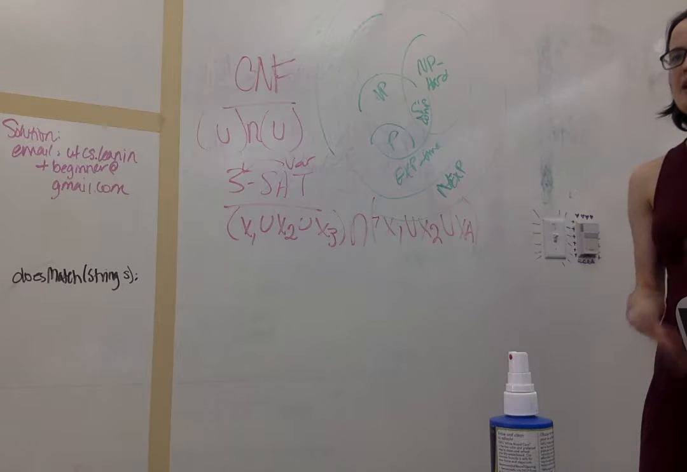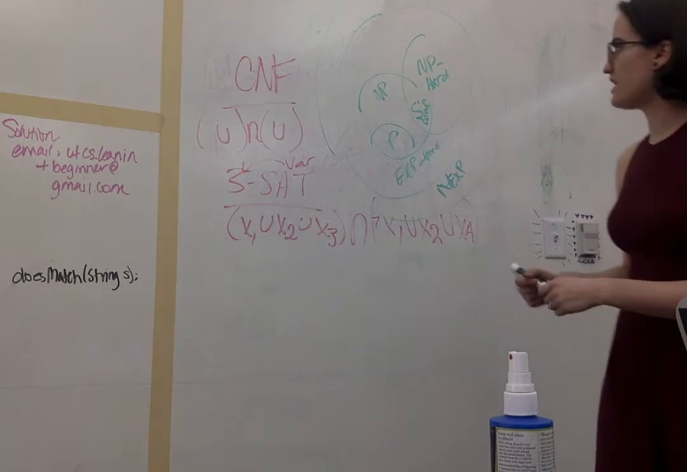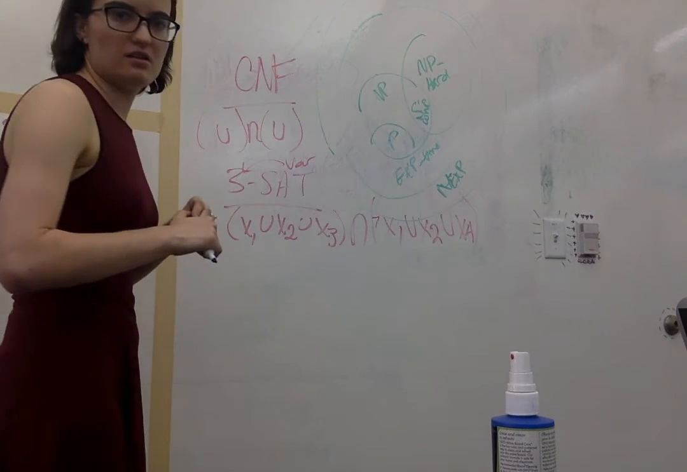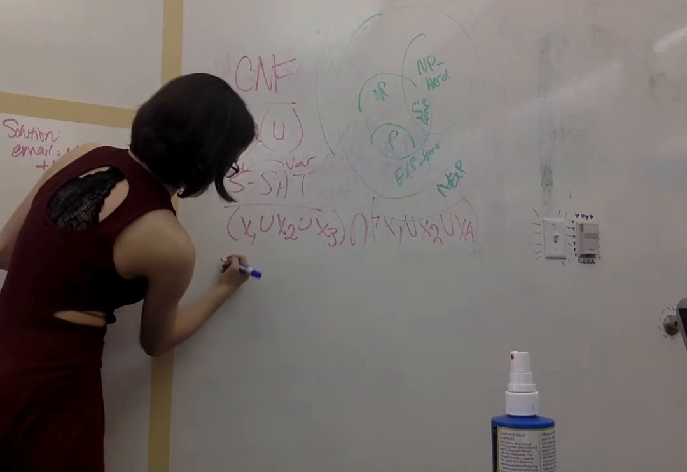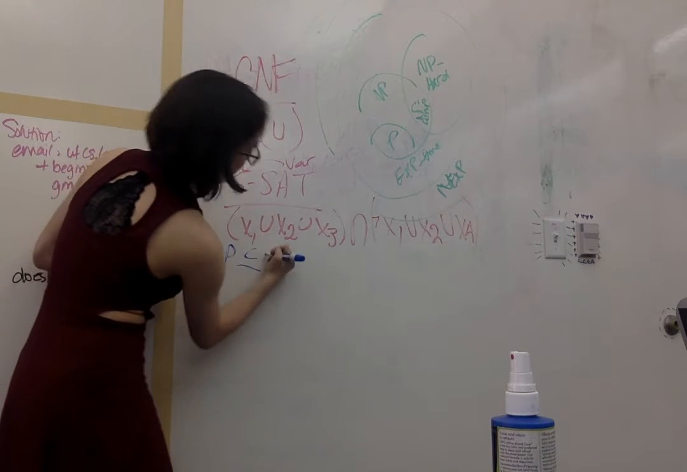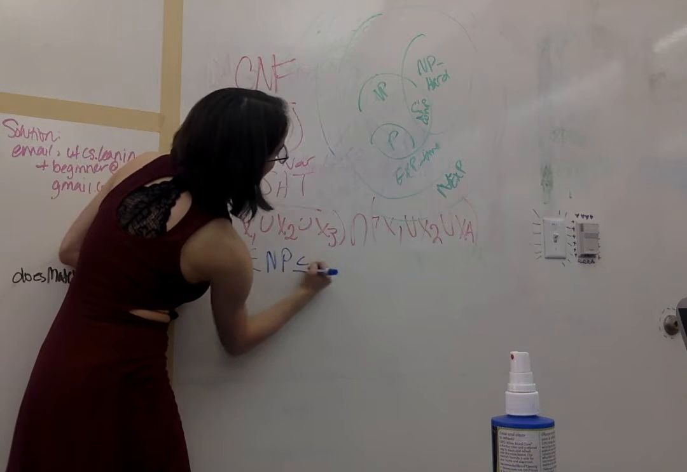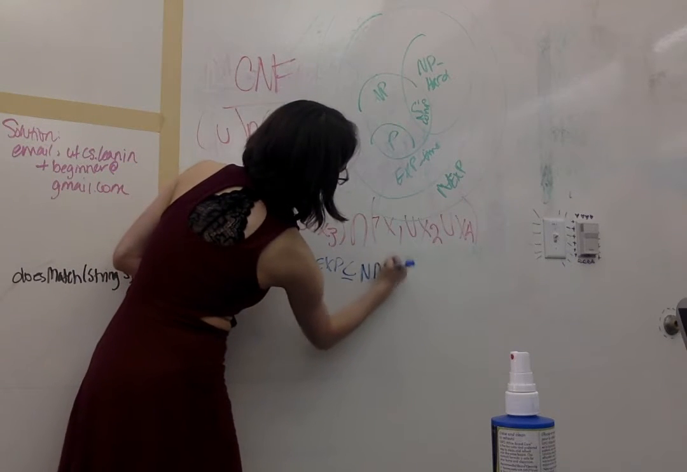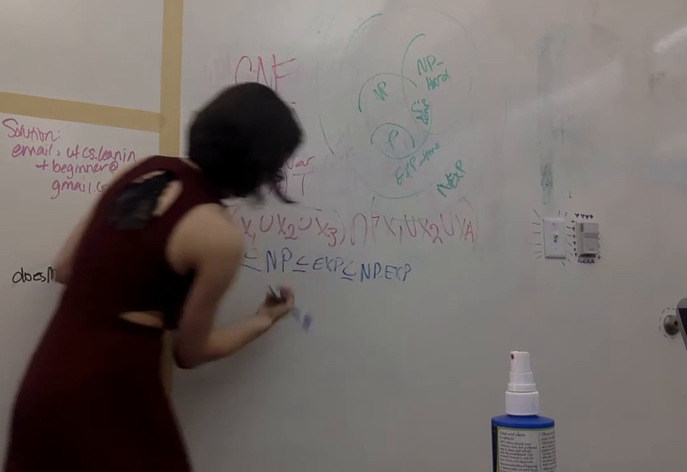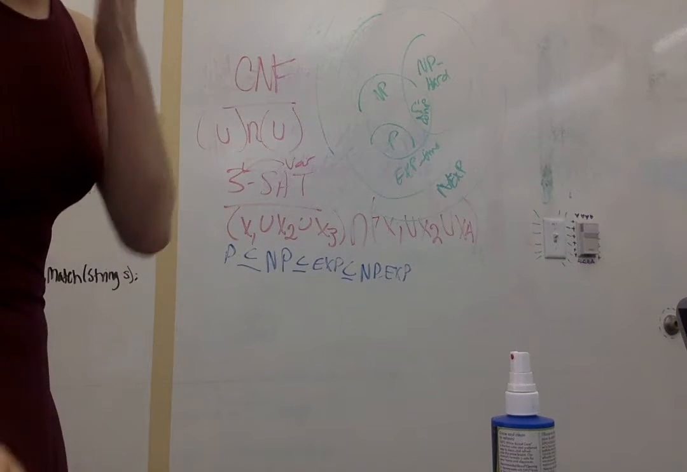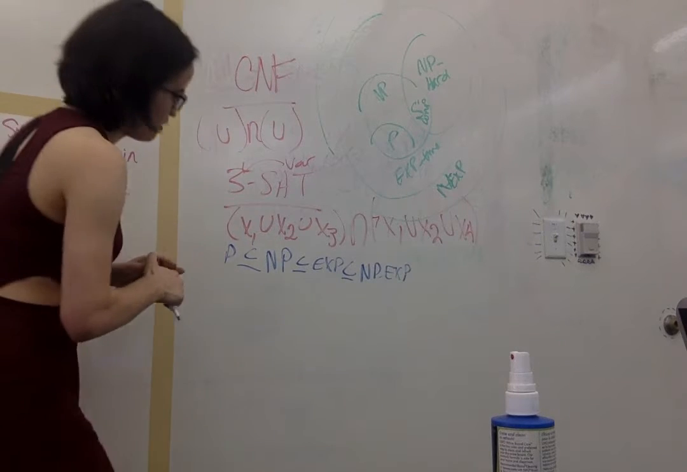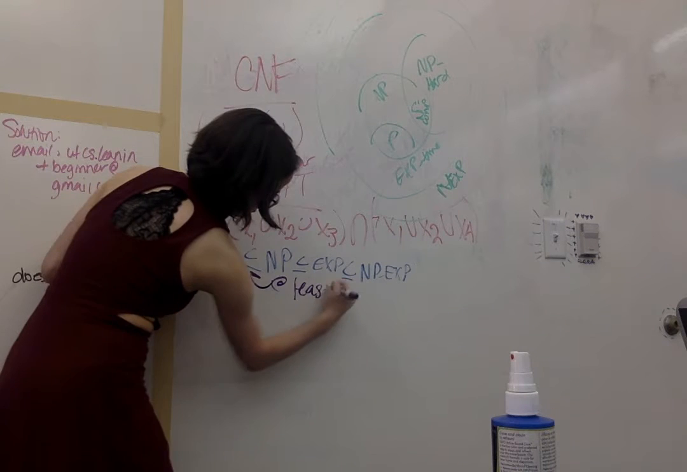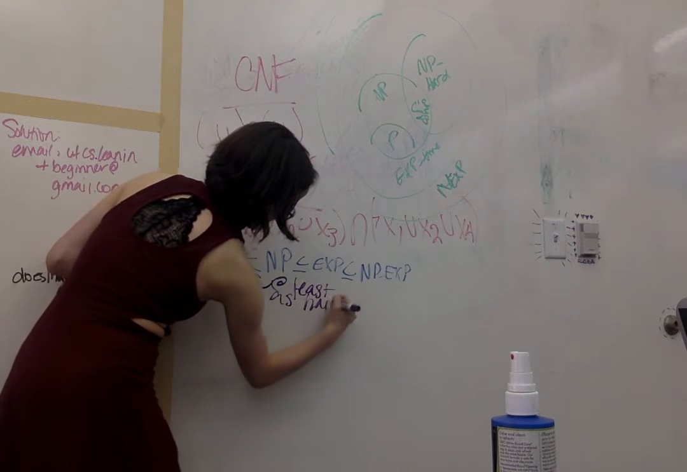And then there's this thing to keep in mind, right? The way that it's drawn out is something like P in NP in exponential. This symbol means it's a set of, but it also means at least as hard as.